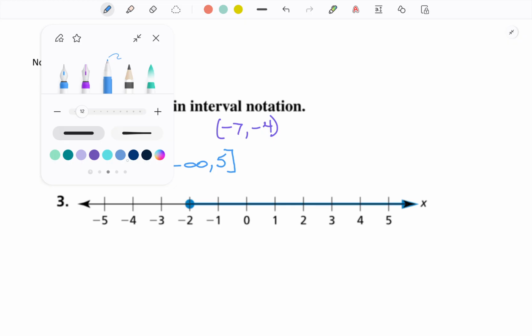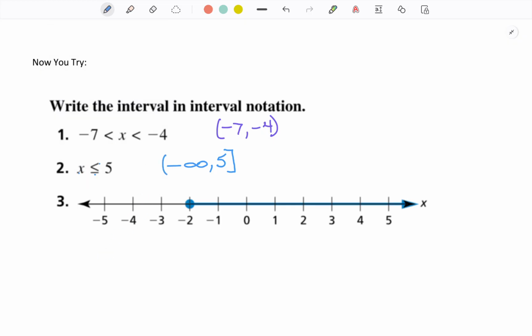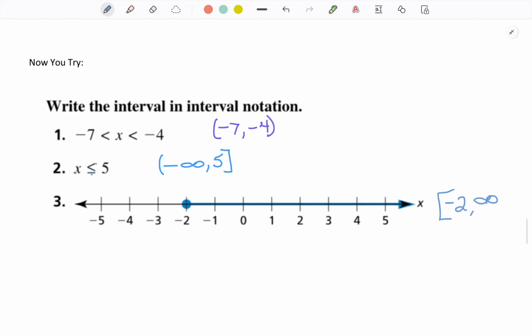And then on number 3, we have -2, which gets a bracket. And then it goes up forever. So that gets infinity and a parenthesis.